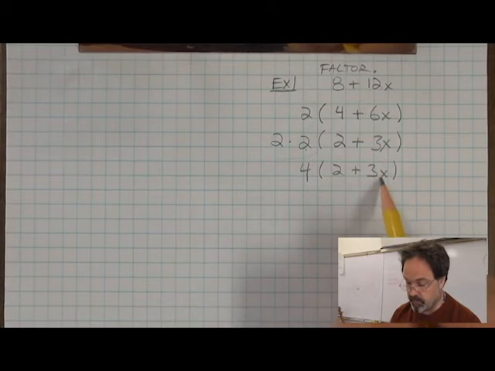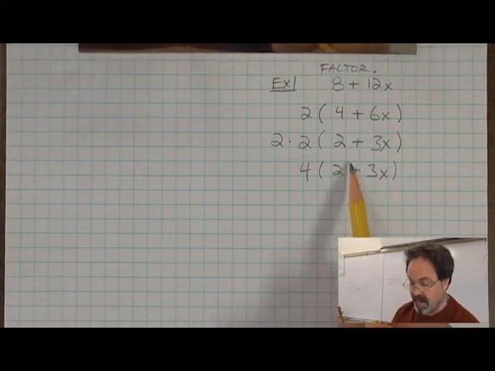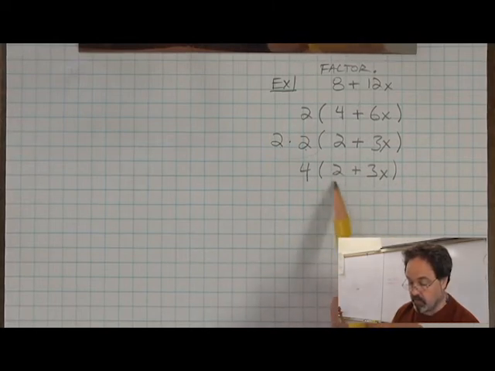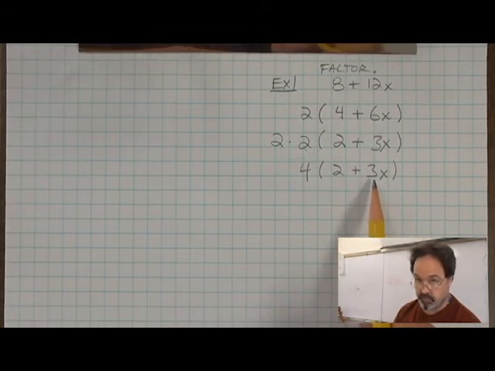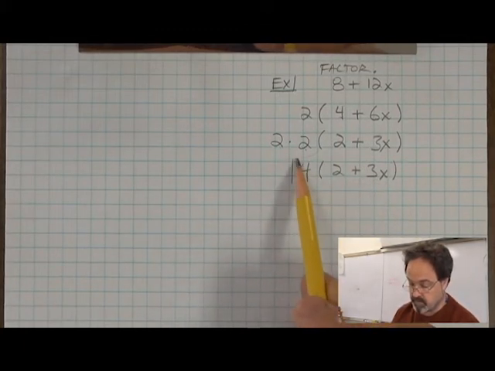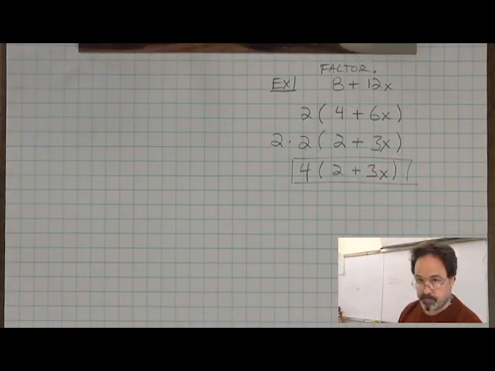I'm finished if I can't factor anything else out of what is inside the parentheses. And if I think about it a while, I will not come up with anything that divides 2 and 3x evenly. I've finished factoring, and this is the factored form as far as it can be taken.